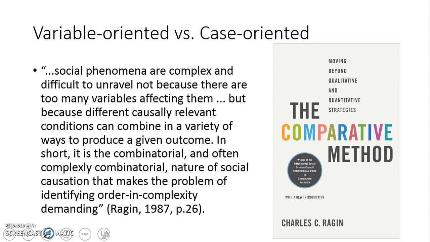For example, Ragin said, "Social phenomena are complex and difficult to unravel, not because there are too many variables affecting them, but because different causally relevant conditions can combine in a variety of ways to produce a given outcome. In short, it is the combinatorial and often complexly combinatorial nature of social causation that makes the problem of identifying order in complexity demanding."